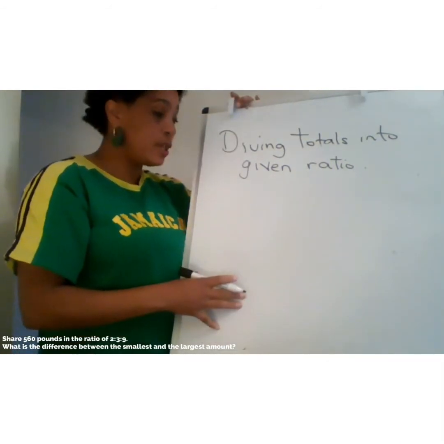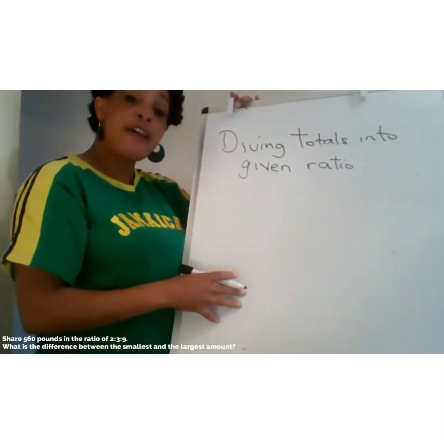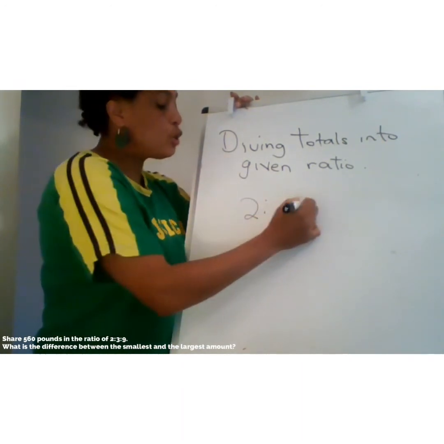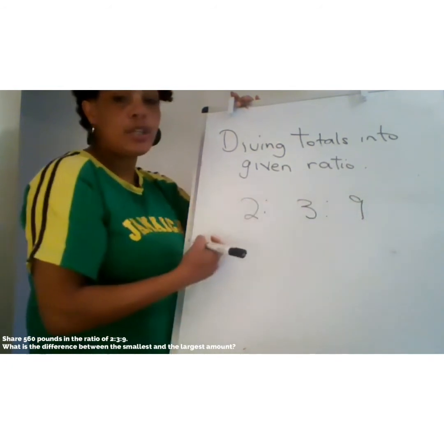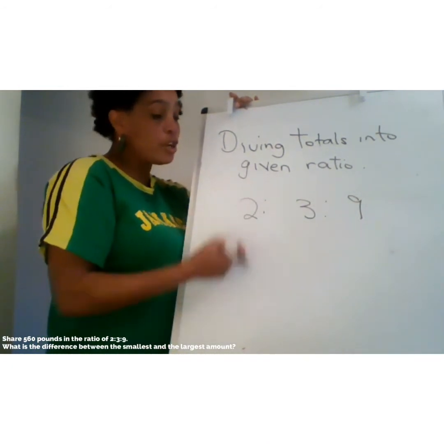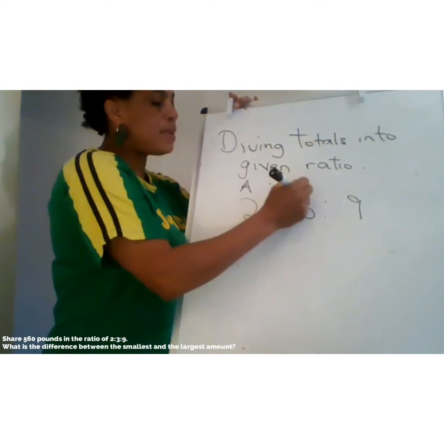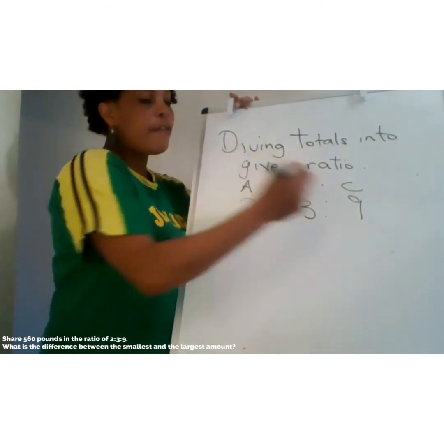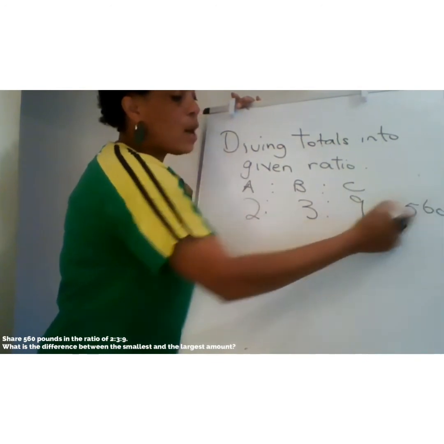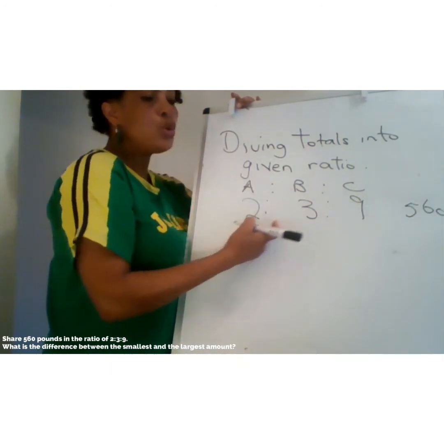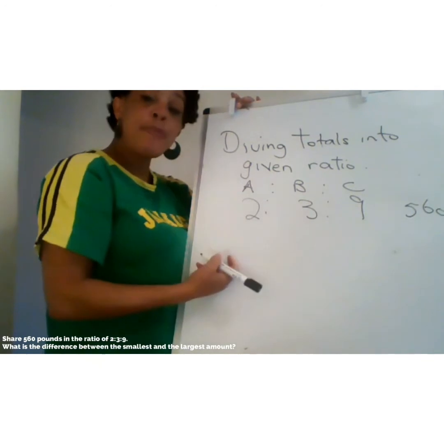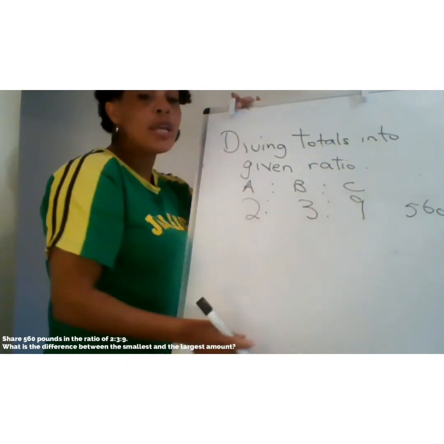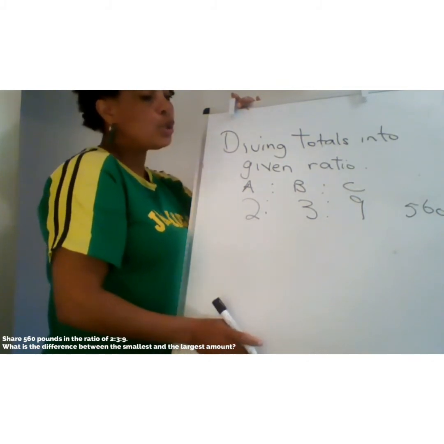In this question, we're asked to share 560 pounds in the ratio of 2 to 3 to 9. So we're not told who we're sharing to, so let's call them A, B, and C, since we weren't told the names. So we're sharing 560 pounds in the ratio of 2 to 3 to 9. Or depending on where you're watching from, I'm sharing $560 in the ratio of 2 to 3 to 9.